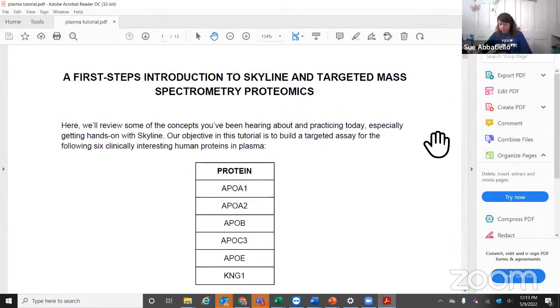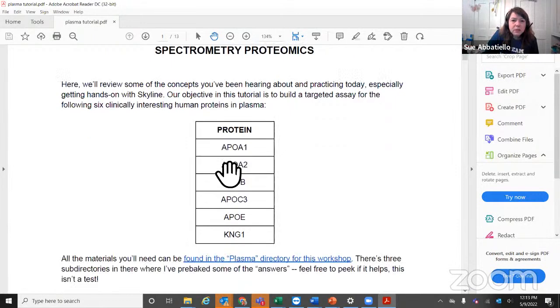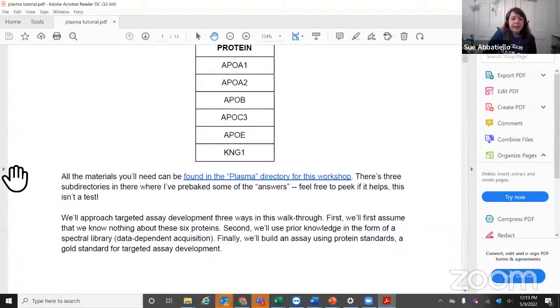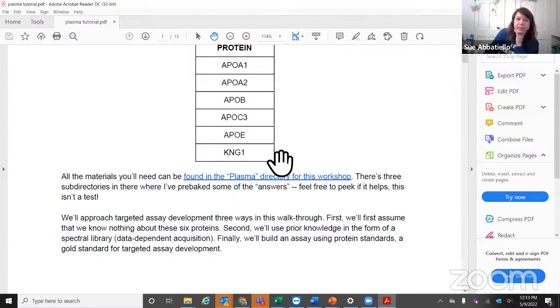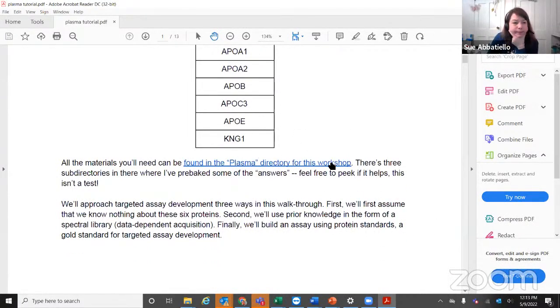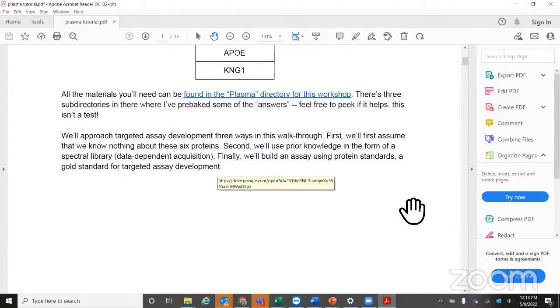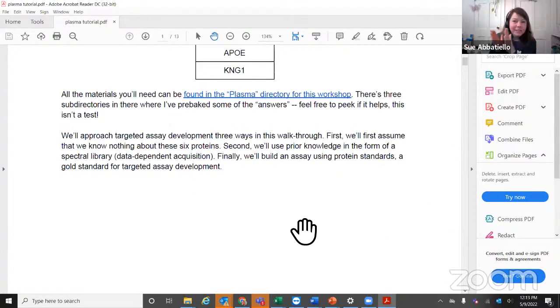So here, just to walk through some, well, let's go back. The idea here is we've got 6 proteins that we're going to be looking at, and all of the materials you need are in this plasma directory for this workshop. Lindsay, you made this tutorial up, right? Correct. Thank you. Everybody thank Lindsay.